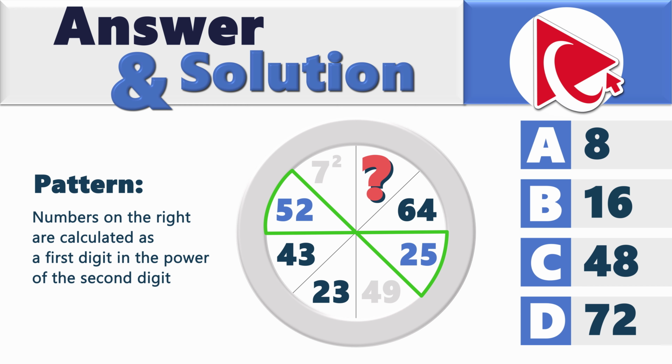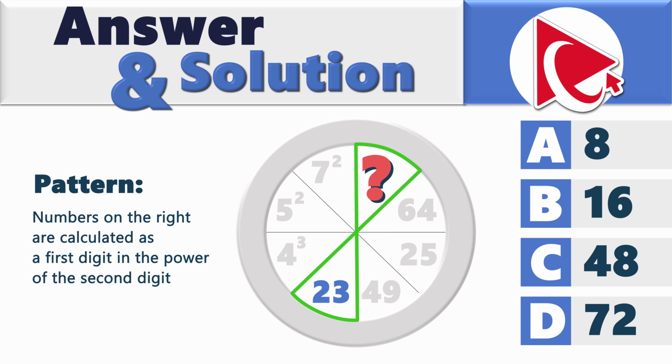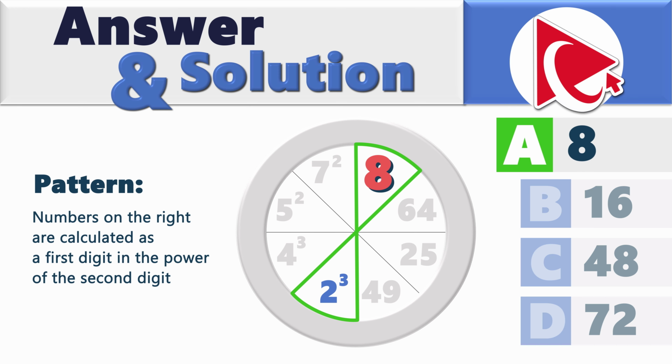Let's look at the other numbers. 5 to the power of 2 is 25. 4 to the power of 3 is 64. Then to calculate the missing number, we need to take 2 to the power of 3, which would be equal to 8. So the correct answer here is choice A, 8.